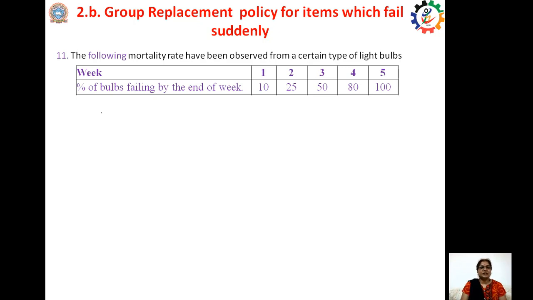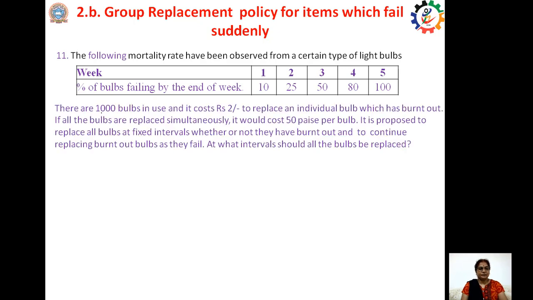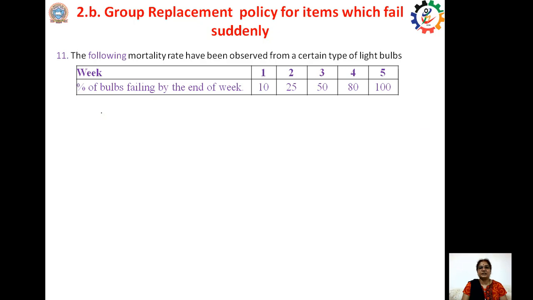So keenly observe, percentage of bulbs failing. This is very important, failing. Percentage of bulbs failing by the end. This is also very important. By the end, failing percentage. Though it's given percentage, it's not given with the decimal point, it's given as number. So it's understood 10%, 25%, 50%.